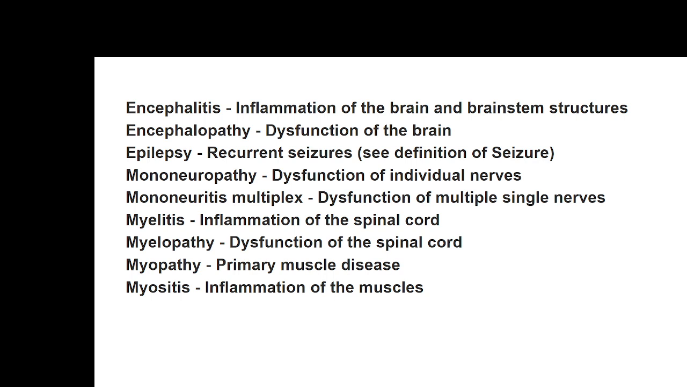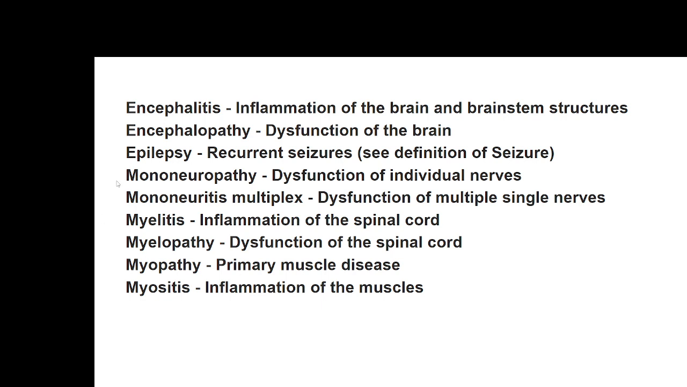The word encephalitis means inflammation of the brain and brain stem structures. Encephalopathy means dysfunction of the brain. The word epilepsy means recurrent seizures, and a seizure is when the patient has temporary loss of consciousness. Then mononeuropathy is a dysfunction of individual nerves. Mononeuritis multiplex is dysfunction of multiple single nerves. Myelitis is inflammation of the spinal cord. Myelopathy is dysfunction of the spinal cord. Myopathy is a primary muscle disease. Myositis is inflammation of the muscles.